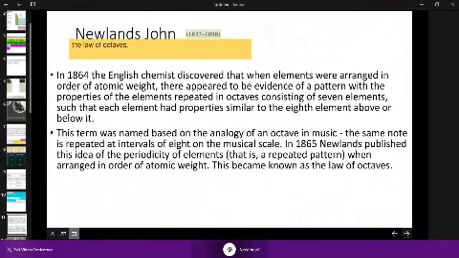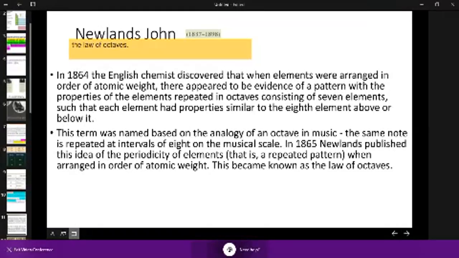So this was an English chemist who discovered that elements were arranged in order of atomic weight, and there appeared to be evidence of a pattern, with the properties of the elements repeated in octaves consisting of 7 elements, such that elements have properties similar to the 8th element above or below. I'm going to explain this.